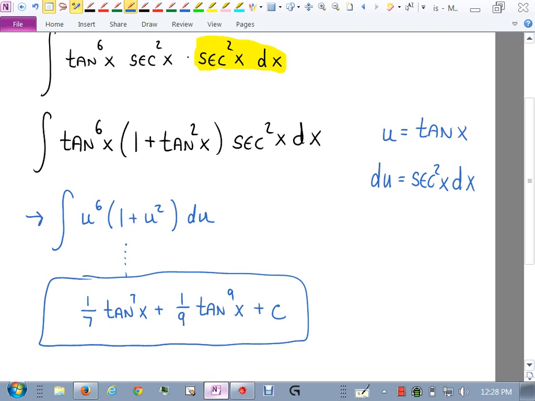So it's pretty similar to what we did before, right? Trying to peel something off to get things to work out so we make a basic substitution.